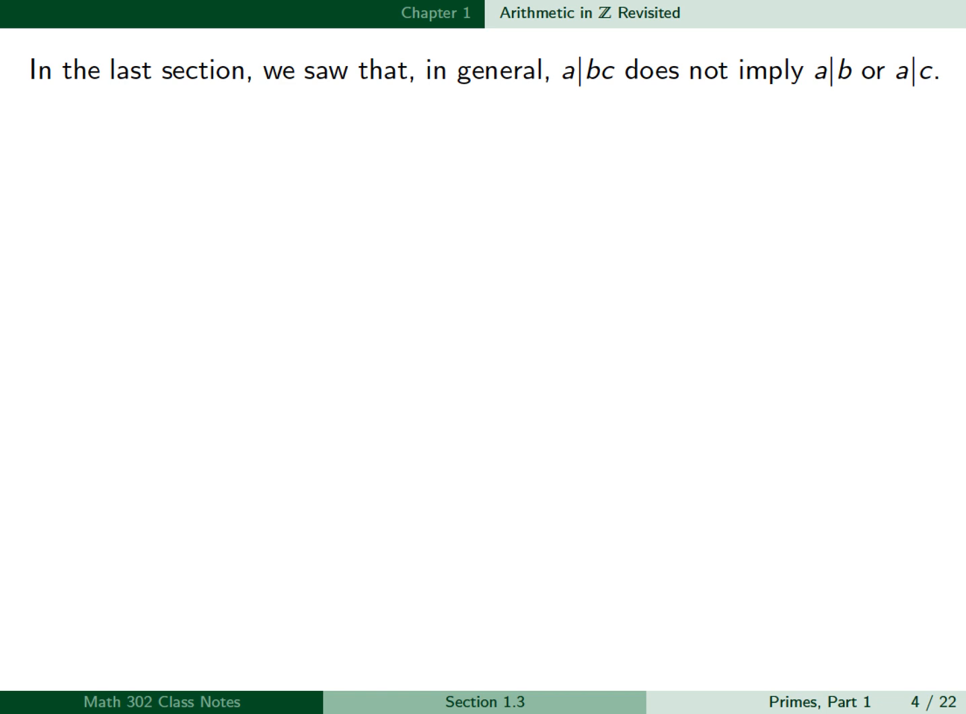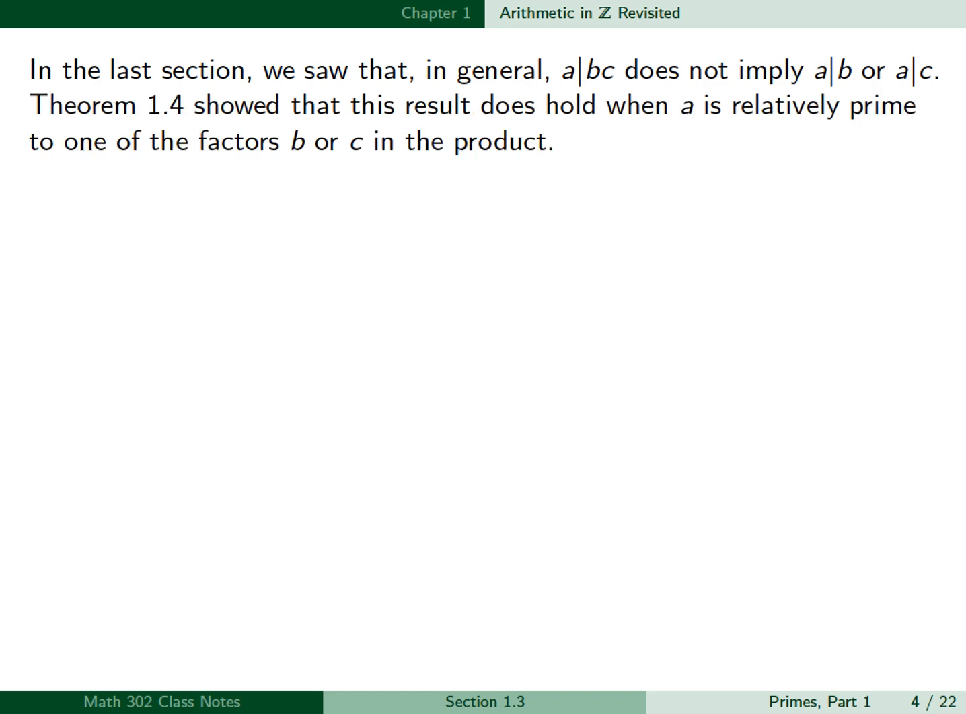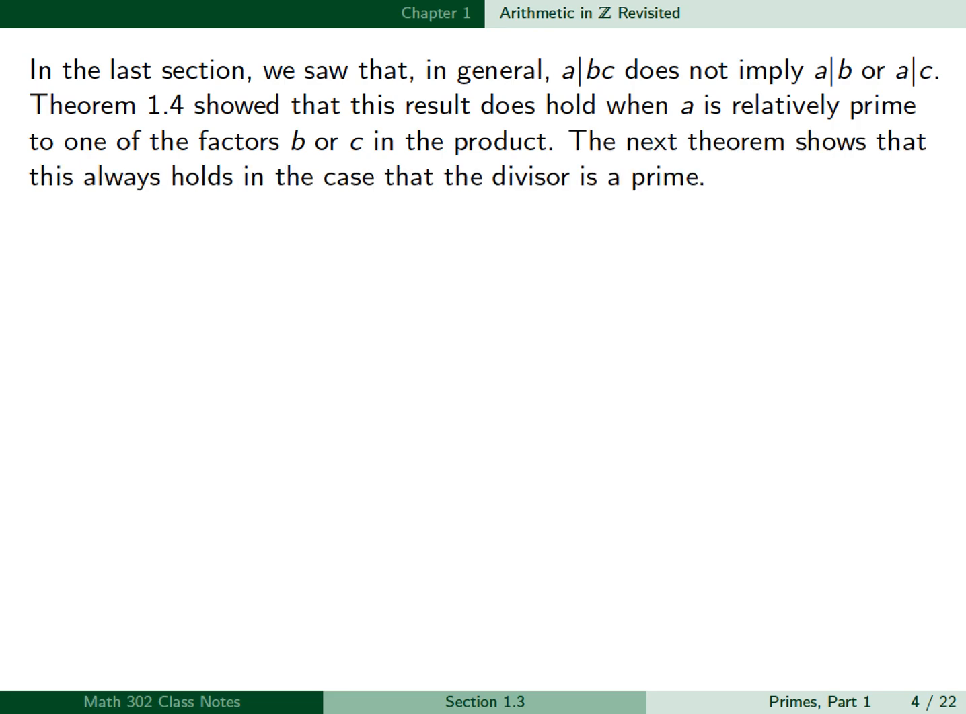Now in the last section, we saw that in general, a divides bc does not imply a divides b or a divides c. So if an integer a divides a product of two other integers b and c, it doesn't necessarily divide one or the other. Theorem 1.4, however, showed that this result does hold when a is relatively prime to one of the factors b or c in the product. The next theorem shows that this always holds in the case that the divisor is a prime.